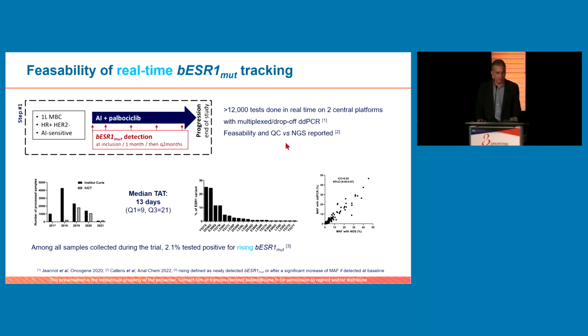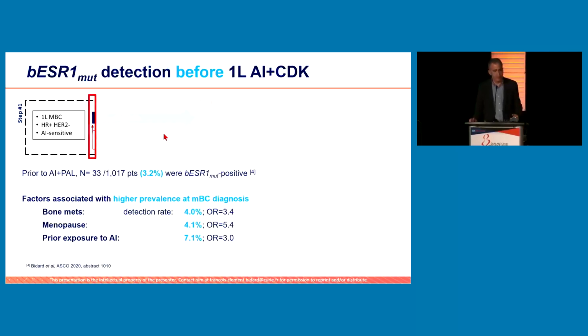And also QC, so post-hoc QC analysis, so quality check versus NGS, and you see that the ddPCR mutant allelic fraction was nicely correlated between ddPCR and NGS. So it was a massive testing effort, and overall 2% of these samples tested positive for these rising ESR1 mutations, so these mutations that are appearing during treatment and that are the sign of a molecular resistance that is on its way.